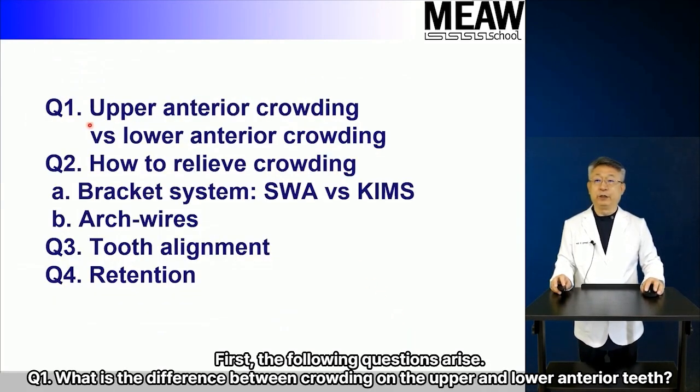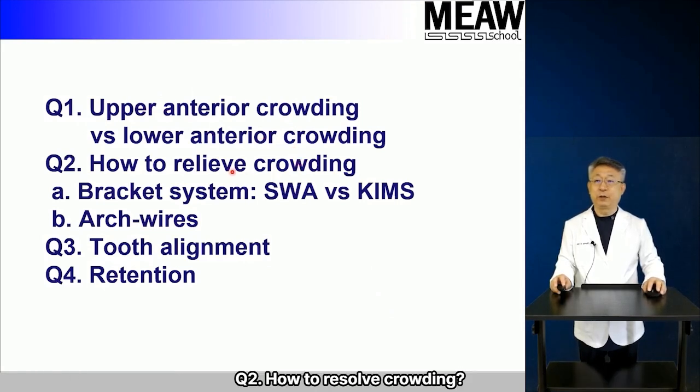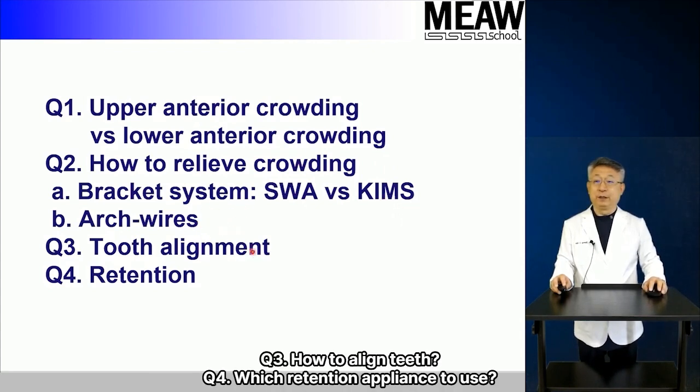First, the following questions arise. Q1. What is the difference between crowding on the upper and lower anterior teeth? Q2. How to resolve crowding. A. Whether to use SWA brackets or Kim's brackets. B. Which wire to use. Q3. How to align teeth. Q4. Which retention appliance to use.